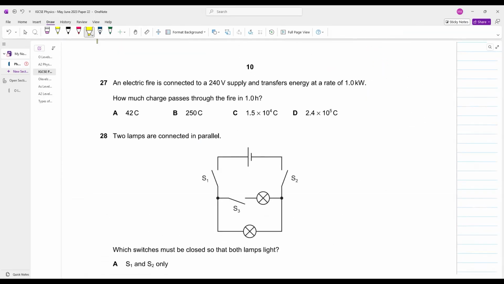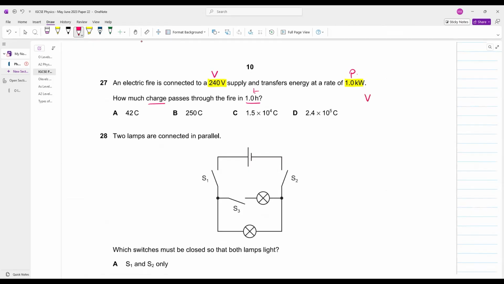अच्छा जी, so let's look closely. The electric fire is connected to a 240 volt supply and transfers energy at a rate of this. This is your voltage. This is your power. You have to calculate the charge that passes through the fire in 1 hour. Time भी आ गया आपके पास.